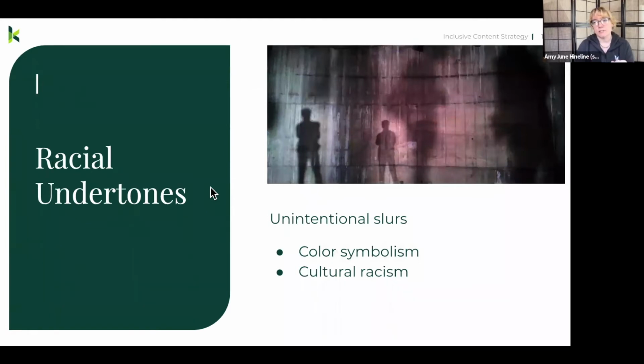And our language is littered with symbolism of white as positive and black as negative, so I want to talk a little bit about racial undertones. Cultural racism, using words like culturally deprived or economically disadvantaged or underdeveloped, or even like third world. It puts things in sort of a superior frame. So be very mindful, because we just want to make sure that we don't hurt anybody.